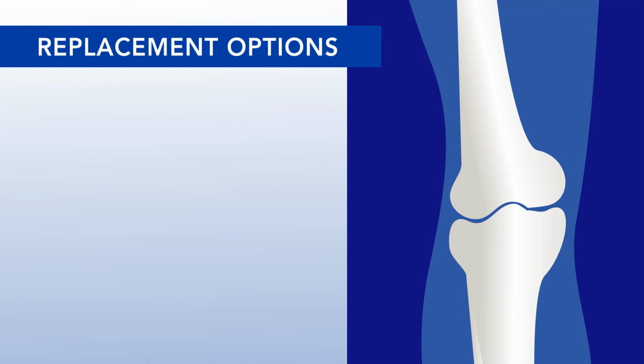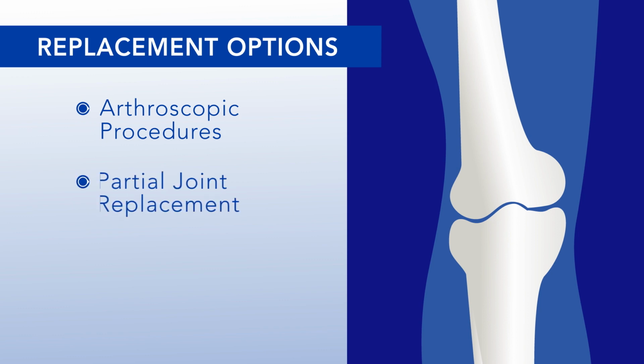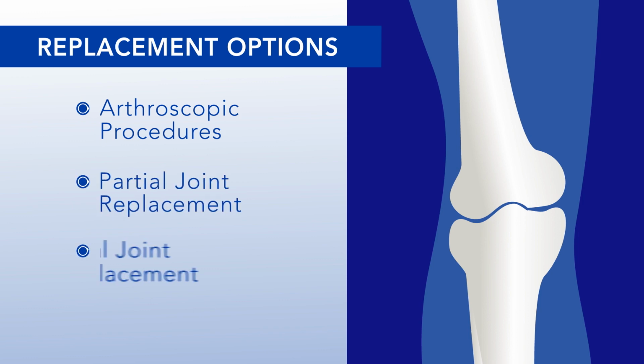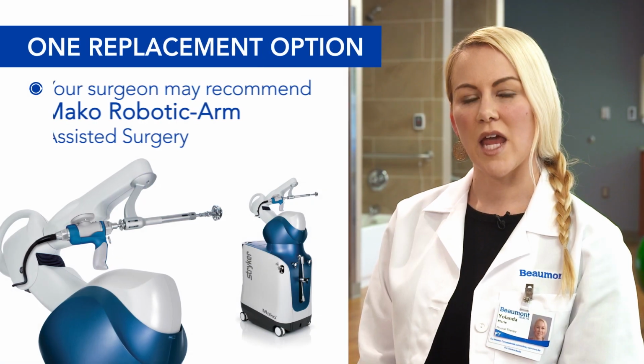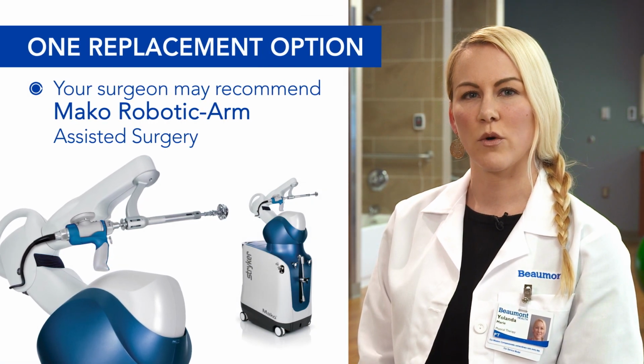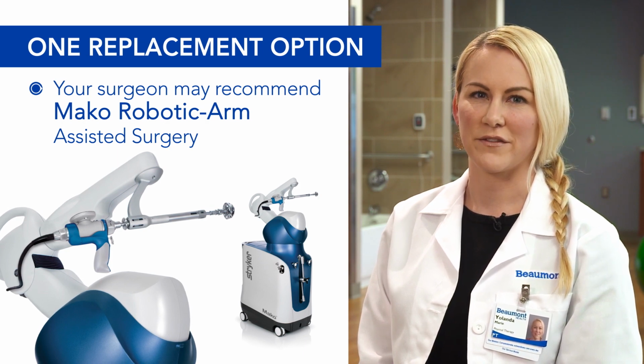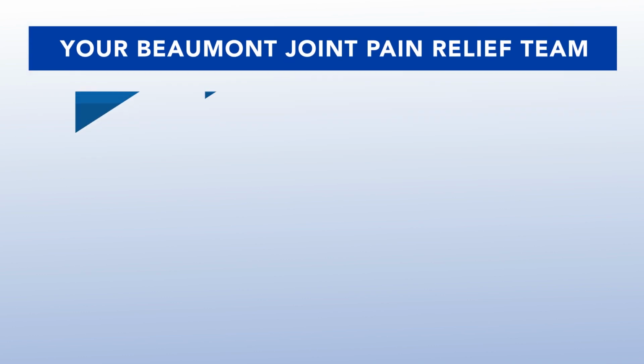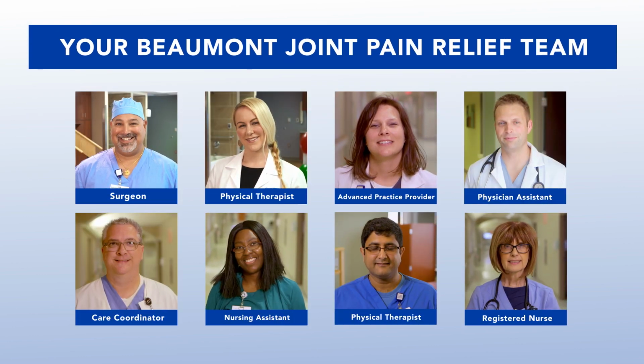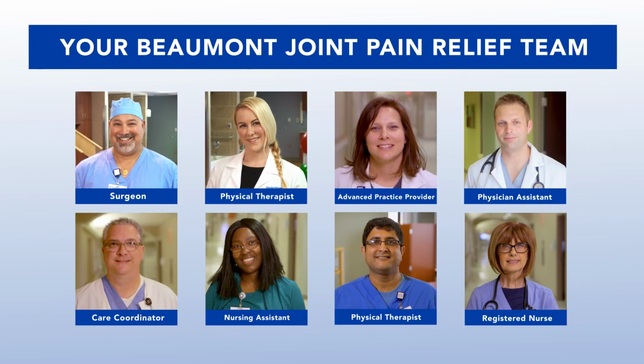Some of the most common options are arthroscopic procedures, partial joint replacement, or a total joint replacement. The aim of these surgeries is to correct or remove the damaged tissue, relieve your pain, and improve your quality of life. As your partners in care, we at Beaumont hope that this video gives you the peace of mind to know that if you have joint pain, you have many options.